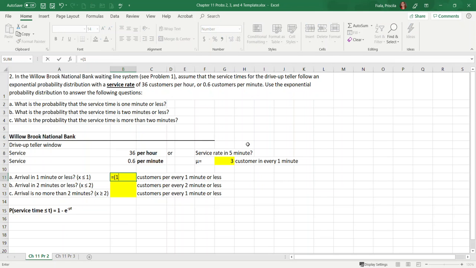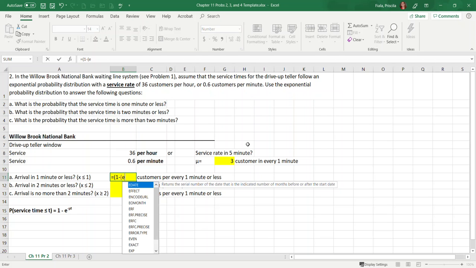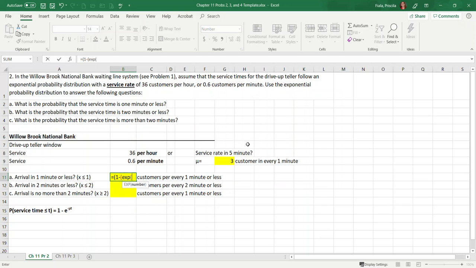So Excel understands there's more than one equation. And then minus, I'm going to open a new one, a new one over here, because I'm going to do exp for exponential. And then I'm going to open one more parenthesis to put the actual values. So minus my service time right here per minute times how many minutes I'm trying to do, 1 or less.